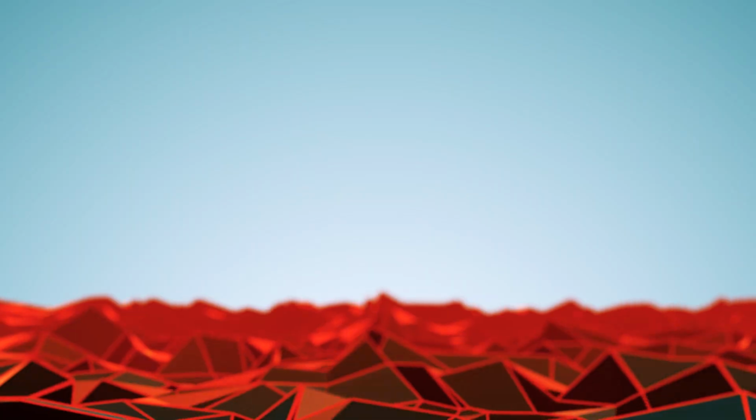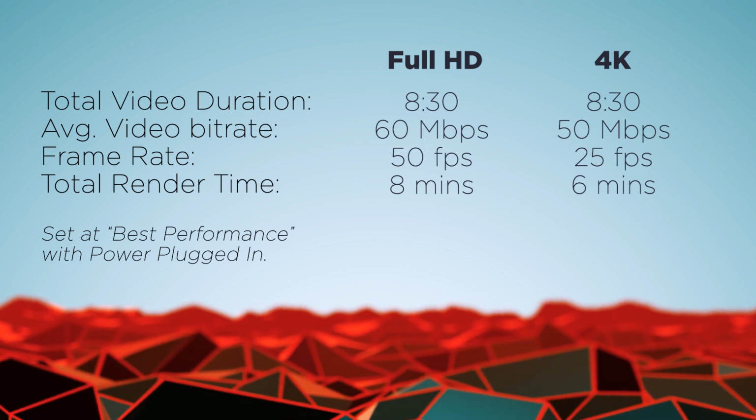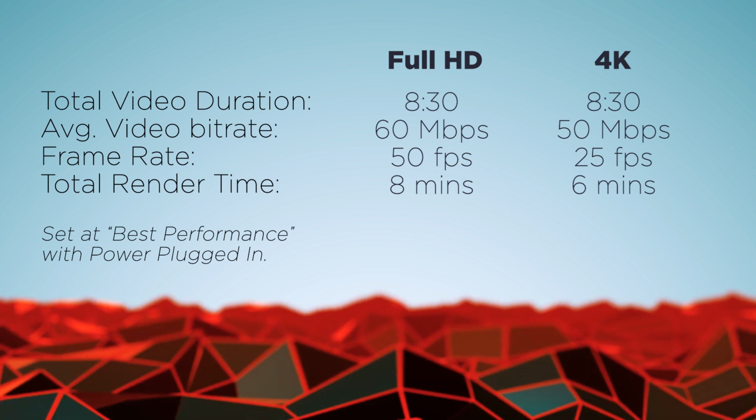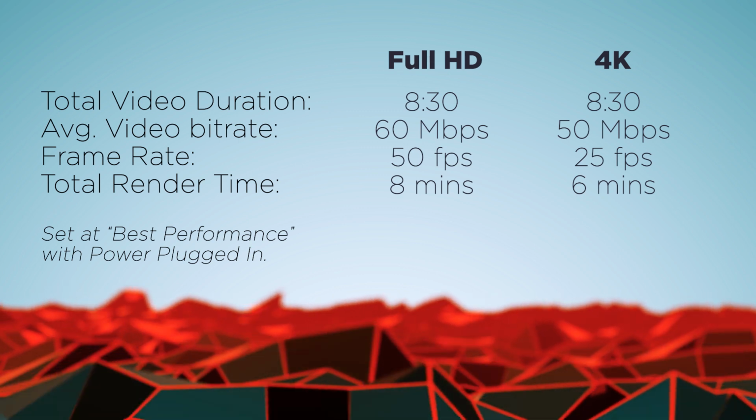So guys, here are the findings. We've got around 8.5 minutes of footage rendered on both full HD and 4K project. The full HD project took around 8 minutes to render. The 4K project took around 6 minutes to render. You must be thinking, why is it that the full HD took a little more time?